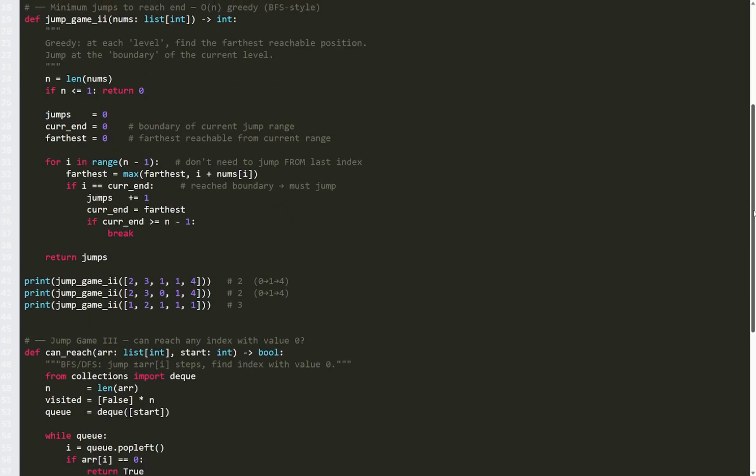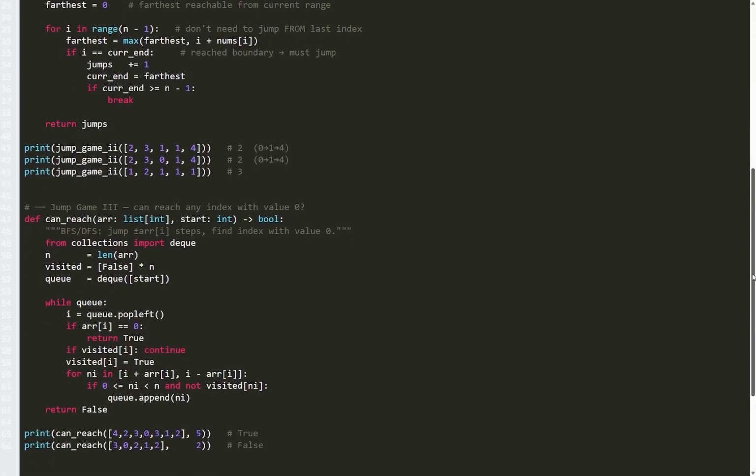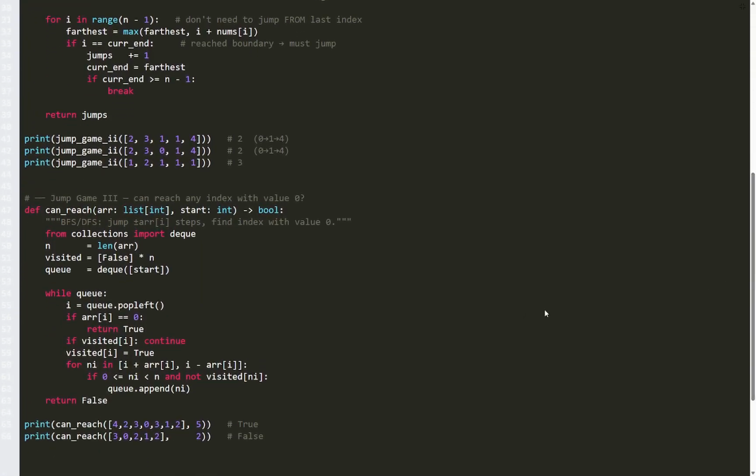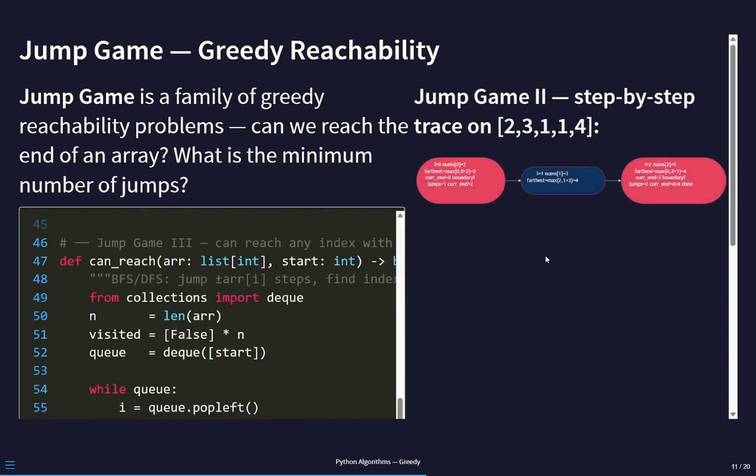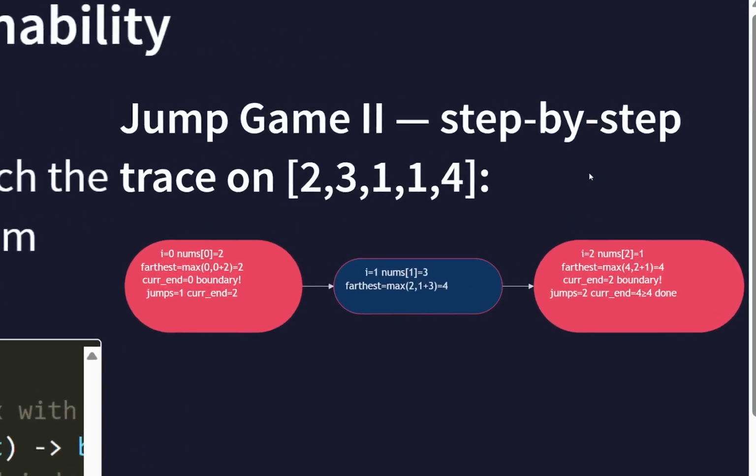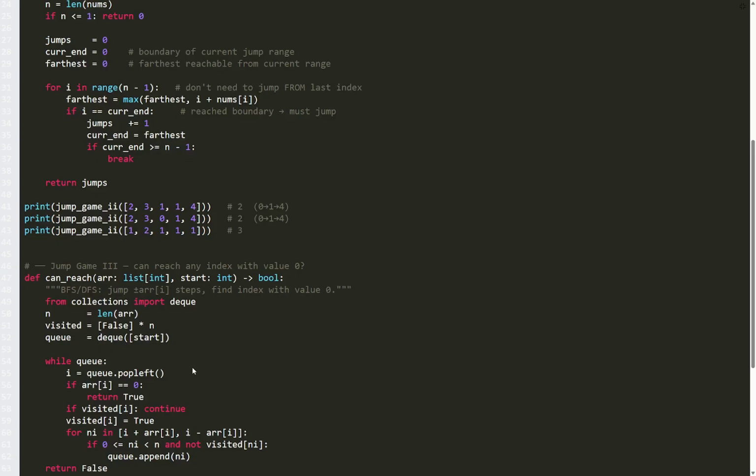The trace on 2, 3, 1, 1, 4. At index 0, boundary reached, jump, farthest is 2, set cur_end equals 2, jumps equals 1. At index 1, farthest equals 4. At index 2, boundary again, jump, cur_end equals 4, which is greater than or equal to 4, jumps equals 2, done. Minimum 2 jumps.